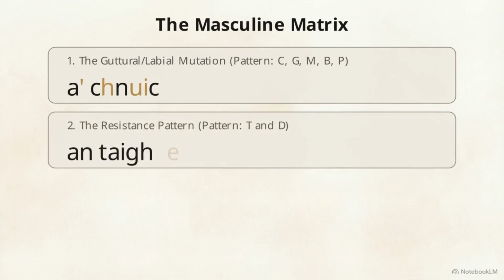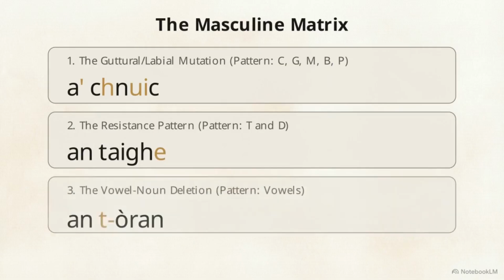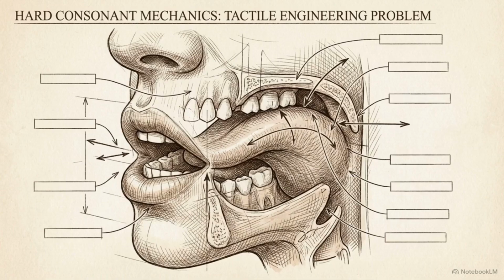But T and D resist this mutation. N tai becomes N taige. Vowel nouns simply drop their nominative prefix. N torin becomes N torin. Masculine genitive formation is a predictable phonological response. The definite article interacts physically with the first letter of the noun, changing the spelling.